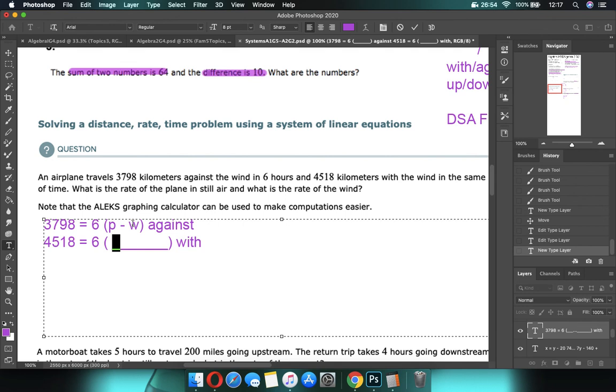So then this one, now we're traveling with the wind, right? So is the plane traveling faster or slower? Faster. So is that addition or subtraction? Addition. So now we're set up. Now, the long way to do this, if this was one of the other type of problems, multiply by 6, distribute, find the things, do the elimination, but there's actually a hack for this.